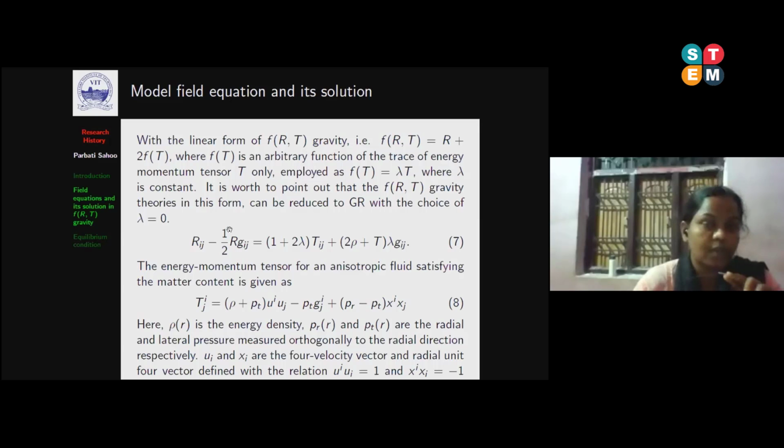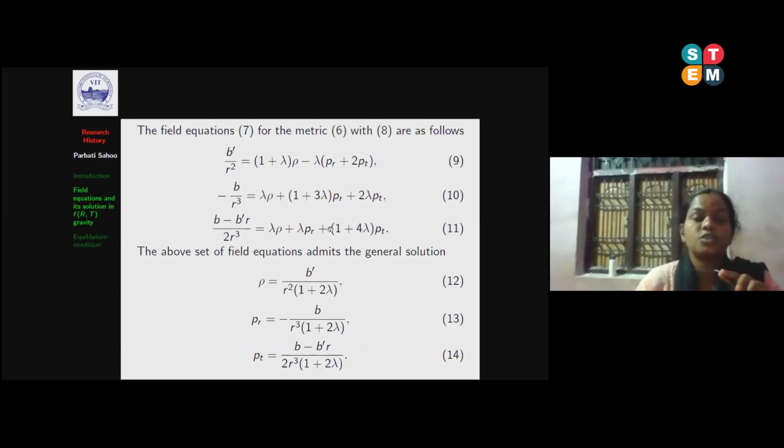If someone wants to check the approach in GR as well as in modified gravity, this form is very easy to approach in both ways, GR as well as modified theory of gravity. So by considering this first linear form, we then have to take an energy momentum tensor, and for this model we have taken the energy momentum tensor for an anisotropic fluid, satisfying the matter content given in this equation. So by considering this set of field equations along with this matter content, we have obtained the set of field equations.